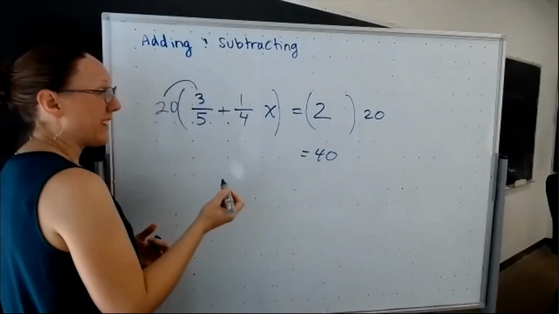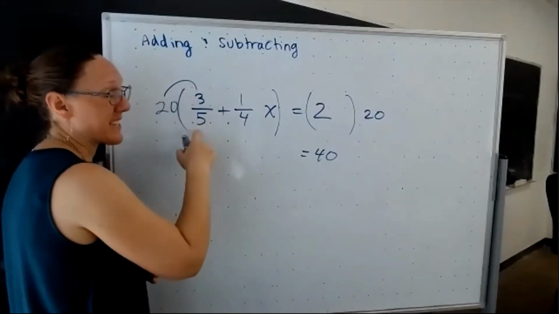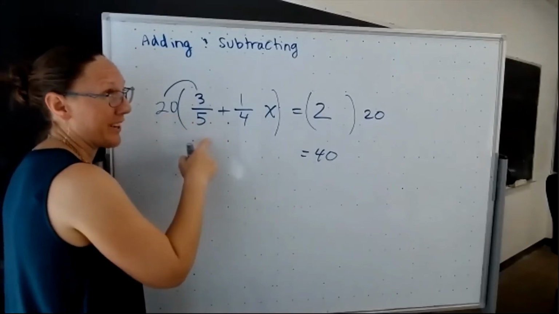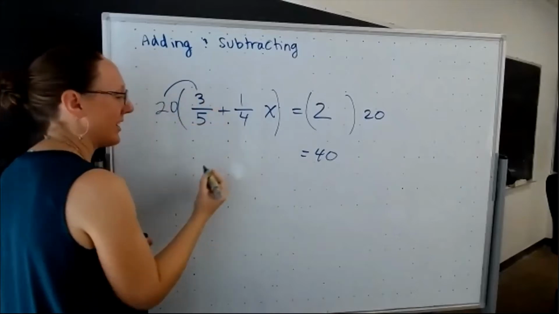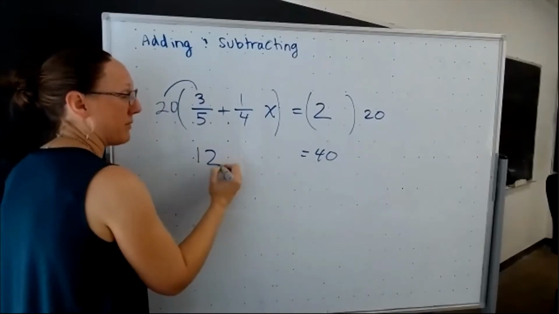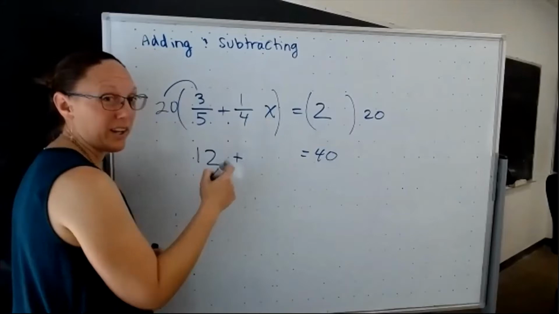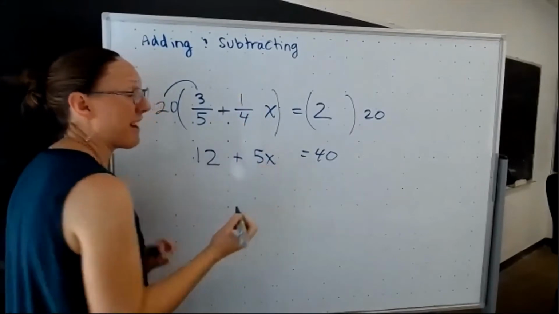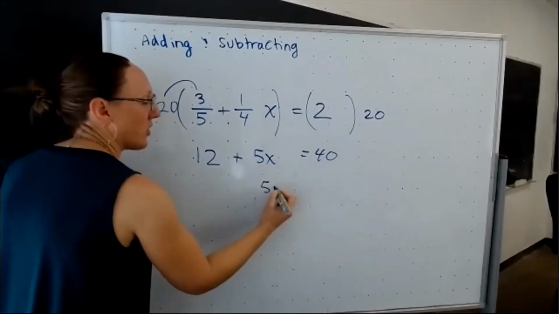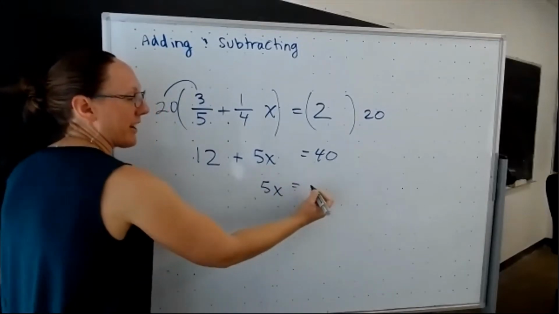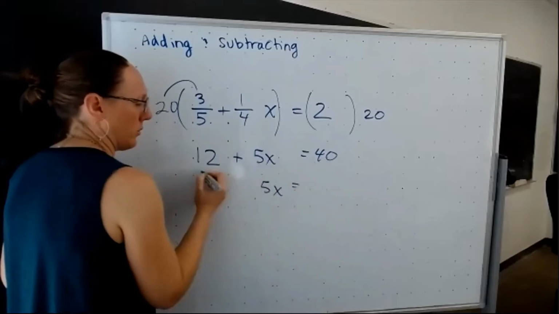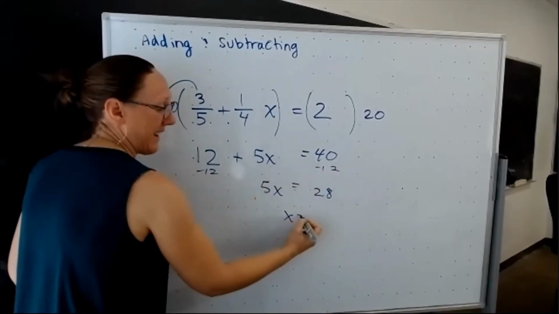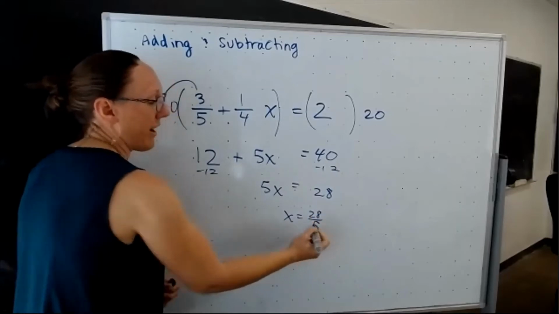I can distribute the 20 in, and then I'd have 60 divided by 5, or I can think about 20 divided by 5 giving me a 4. So 4 times 3 gives me 12. Distributing the 20 in here, 20 divided by 4 is 5. Fractions are gone. Life is good. I'm looking at 5x is equal to 28, and x is equal to 28/5.